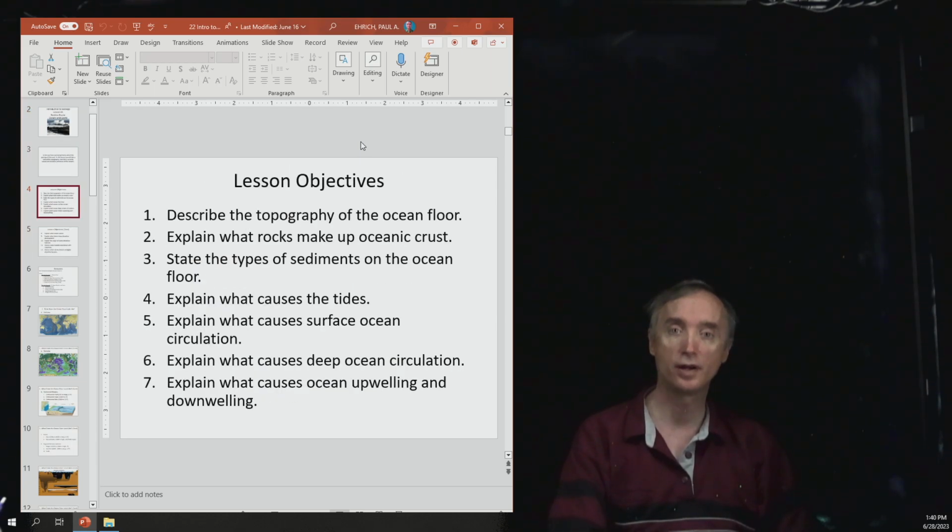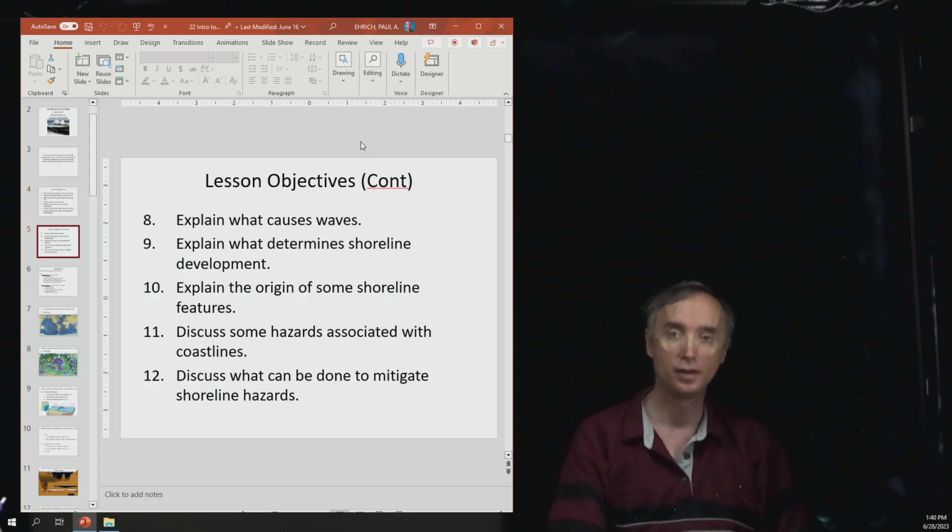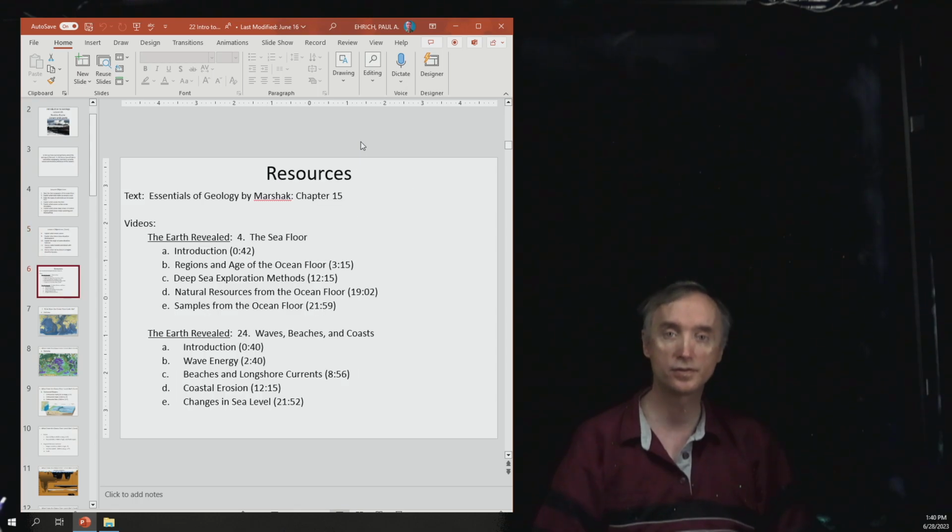So make sure and go through these lesson objectives, and that's going to give you a good idea for what would be on the exam. And then this is chapter 15 out of your textbook. And then there are 2 episodes of Earth Revealed that would be very good to watch.